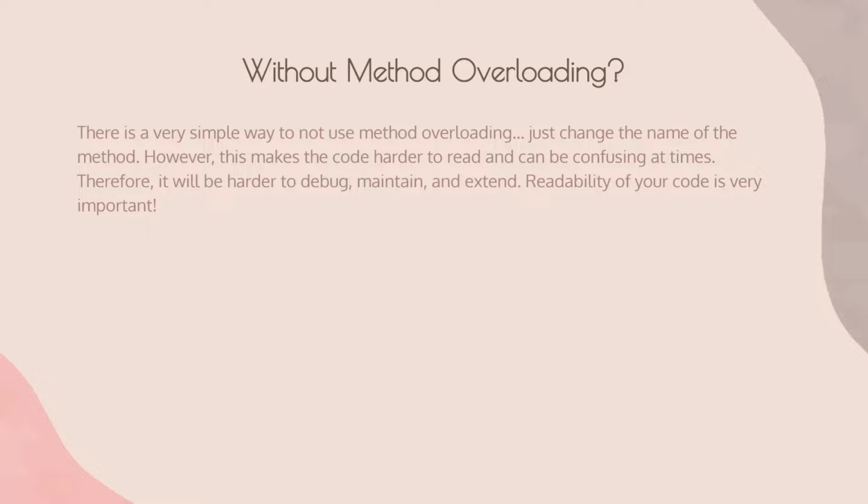So, without method overloading, there's a very simple way to not use method overloading. Just change the name of the method. However, this will make the code harder to read and can be confusing at times. Therefore, it will be harder to debug, maintain, and extend your code. Readability of your code is very important.